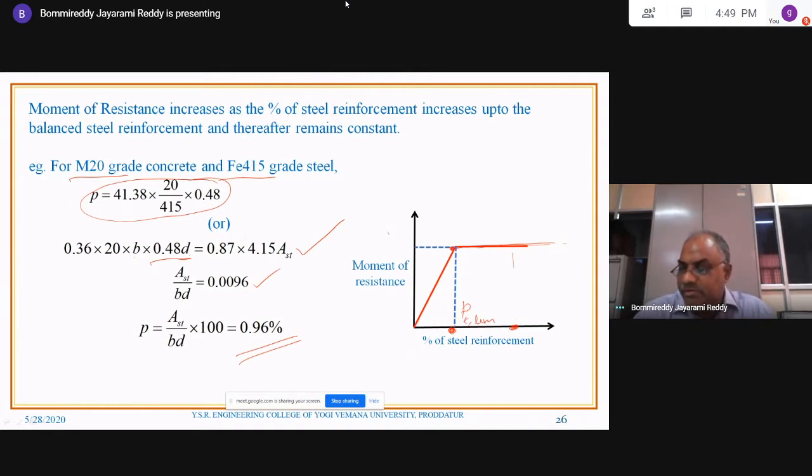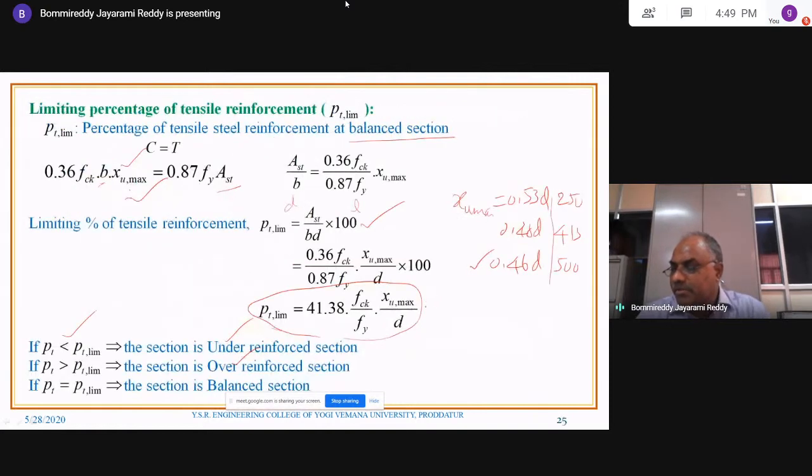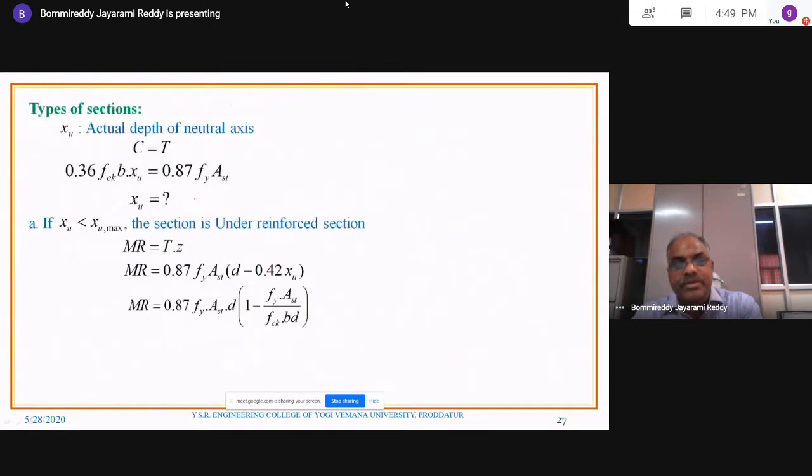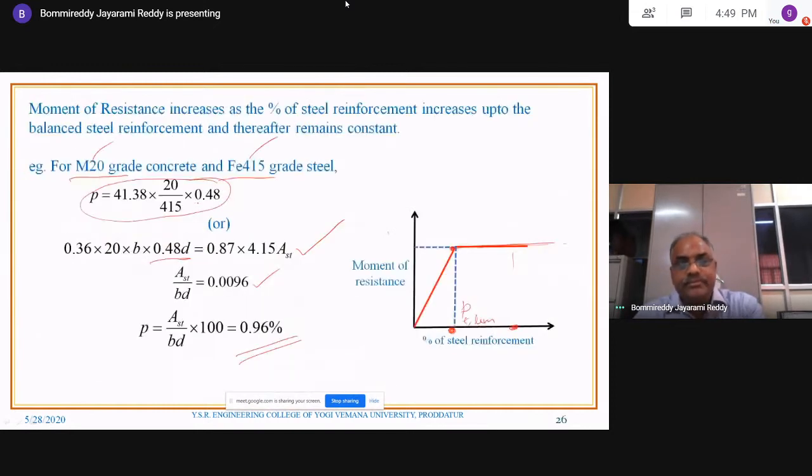Sometimes the question in the exam may be: what is the percentage of steel reinforcement at the balanced section for M20 grade of concrete and Fe 415 grade of steel reinforcement? The answer is this. To get this answer, you don't need to remember any final formula. This is not at all a formula. The formula is only at the beginning, the concept. Okay, now it's over.